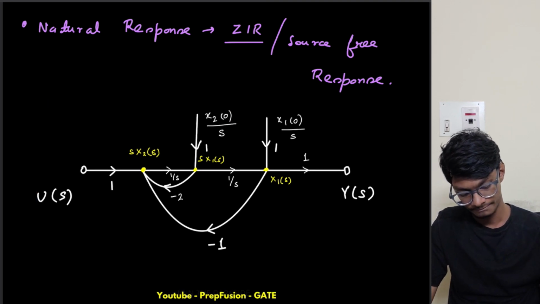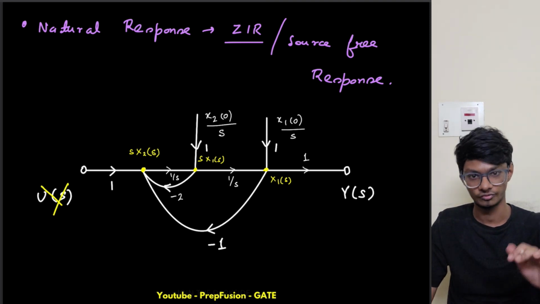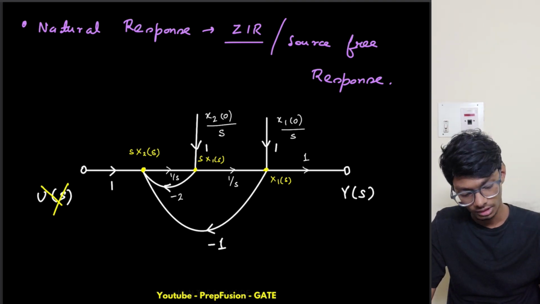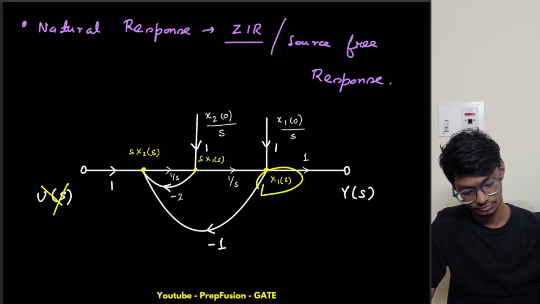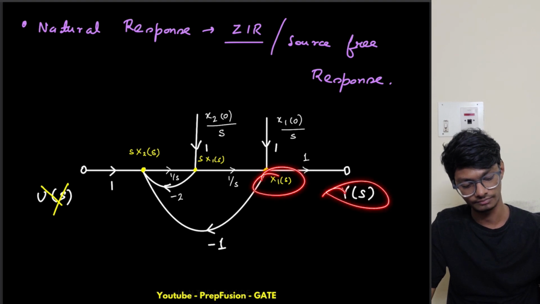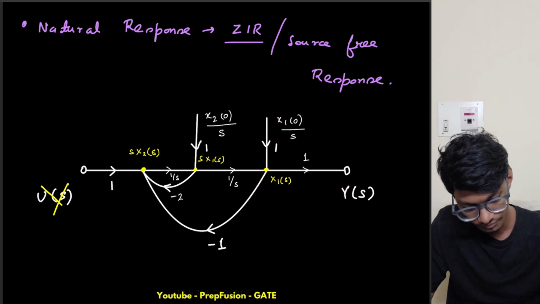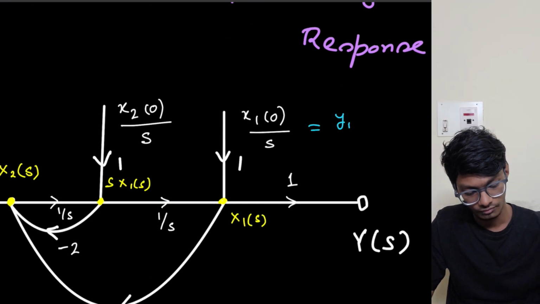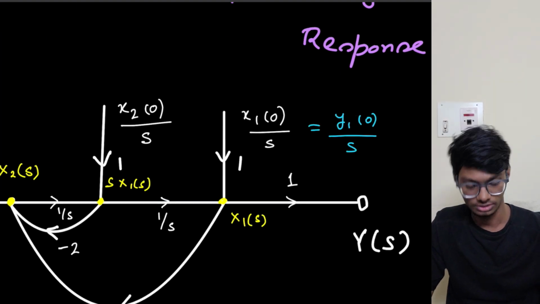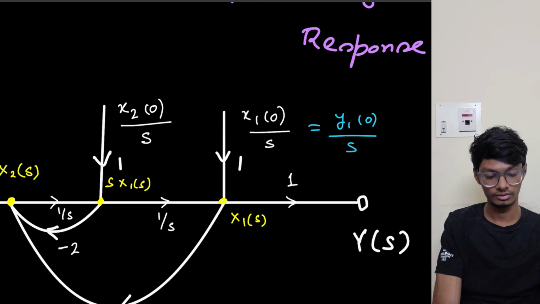Okay, we'll make it 0. So we'll basically remove it. I will remove it in the next slide. Now what is this x1? This x1 equals y only. So this value is y1 of 0 upon s. Okay, this value is y1 of 0 upon s.